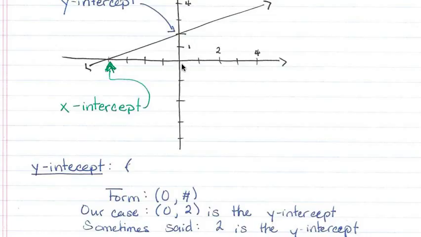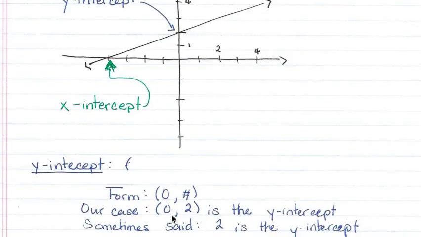So in this case, we can see that the y-intercept is 2 up. So that's 0 on the x. It doesn't go anywhere left or right, because it's right here that we're talking about. But it does go 2 up, 1, 2. So our y-intercept, in our case, is (0, 2).